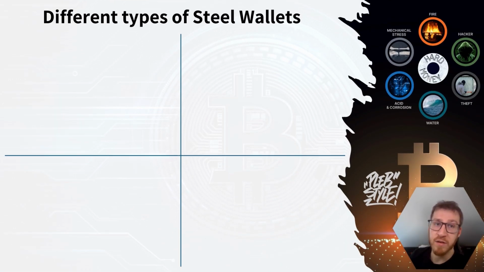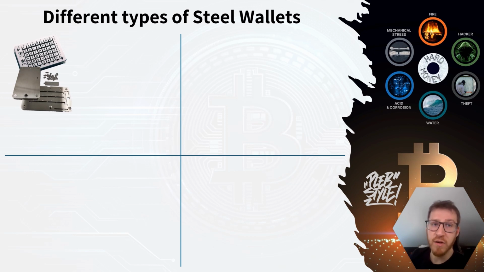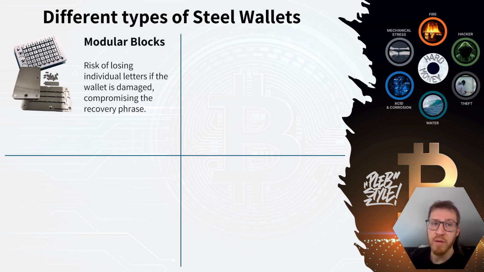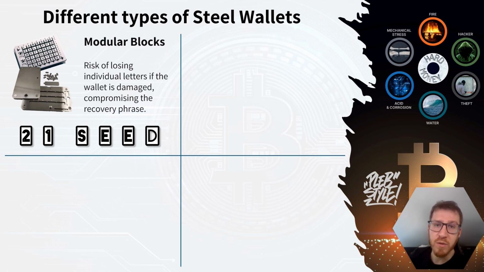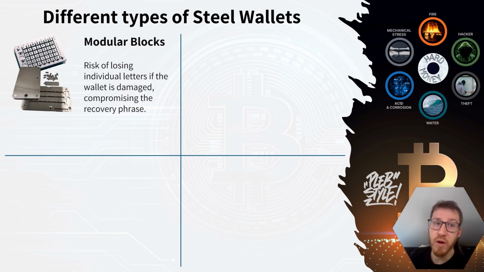Up next, different types of steel wallets. Let's start with modular blocks. These wallets use a whole bunch of small modular plates with single letters on them. These letters are combined to create your seed words and at the end your entire seed phrase. You don't have to do any work or stamp anything. They are very convenient. But there's a risk of losing those letters, for example by falling out, if the wallet is damaged, thus compromising your seed.